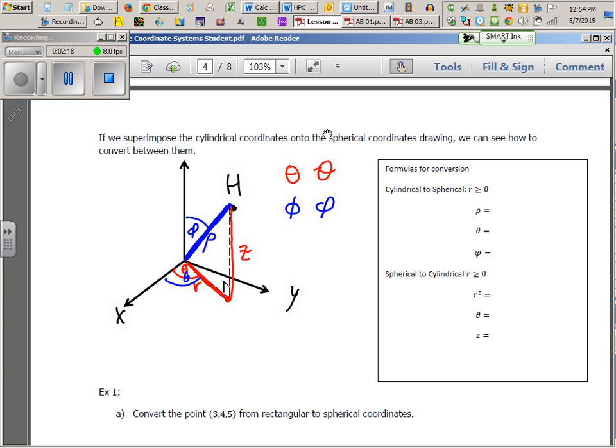Okay, so how do you find rho using red only? Well, there's a right triangle here. You can see it, right? So r squared plus z squared should be rho squared. So rho is the square root of r squared plus z squared. And then theta, well, it's the same theta you used in the cylindrical world, so you could just borrow that.